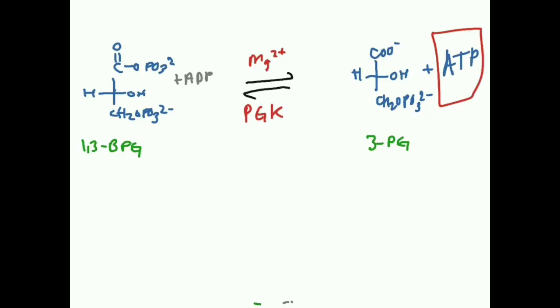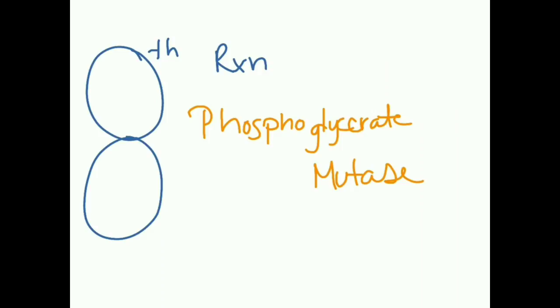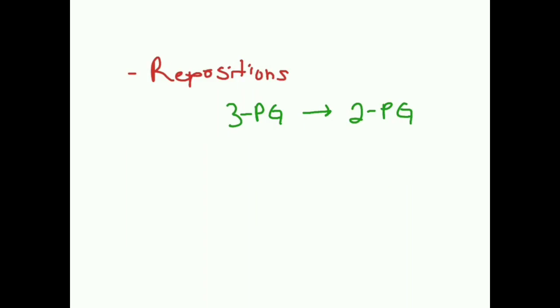The eighth reaction of glycolysis is the phosphoglycerate mutase reaction. This enzyme repositions the phosphate from 3-phosphoglycerate, 3-PG, to 2-PG, which is 2-phosphoglycerate. So all it does is essentially move the phosphoryl group from the third carbon to the second carbon.